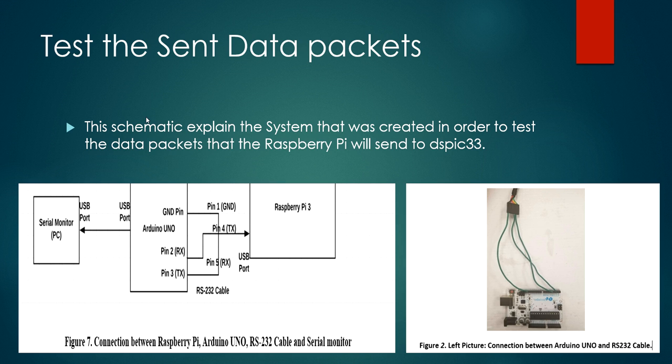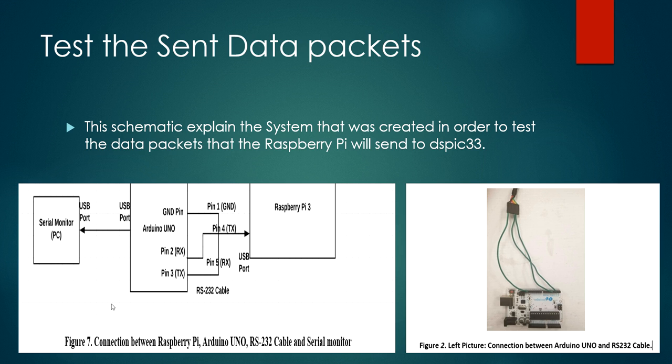Now, in order to test the data packet that will be sent from the Raspberry Pi to the dsPIC 33, I constructed this circuit over here. This schematic represents the connection between the Arduino, the serial monitor on the computer, and the Raspberry Pi. The Arduino was used in that test. Also, software was uploaded to the Arduino Uno in order to receive data from the Raspberry Pi.